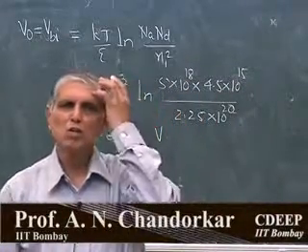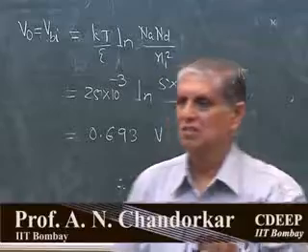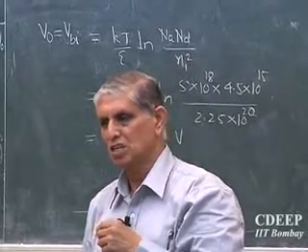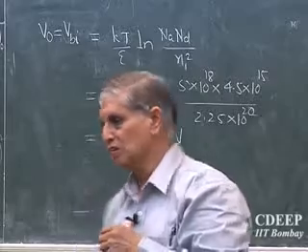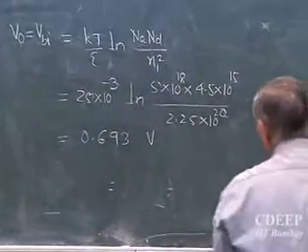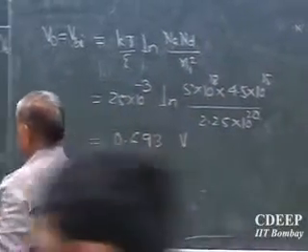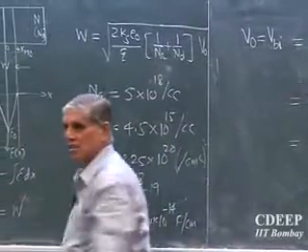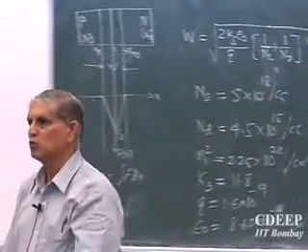So if I am given the doping on either side of the junction, I will first evaluate the built-in voltage, which is kT by q ln Na Nd by ni square. Once I know this, I can calculate W. 2V0 by W is E0. So as soon as I know my W, I also know my E0. So first thing I do is to evaluate W.